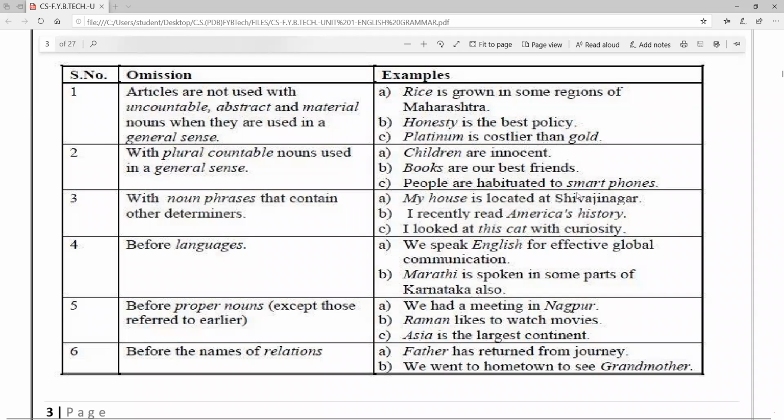People are habituated to smartphones. Here also before smartphones we are not using article the or a or an. Okay, people are habituated to smartphones.